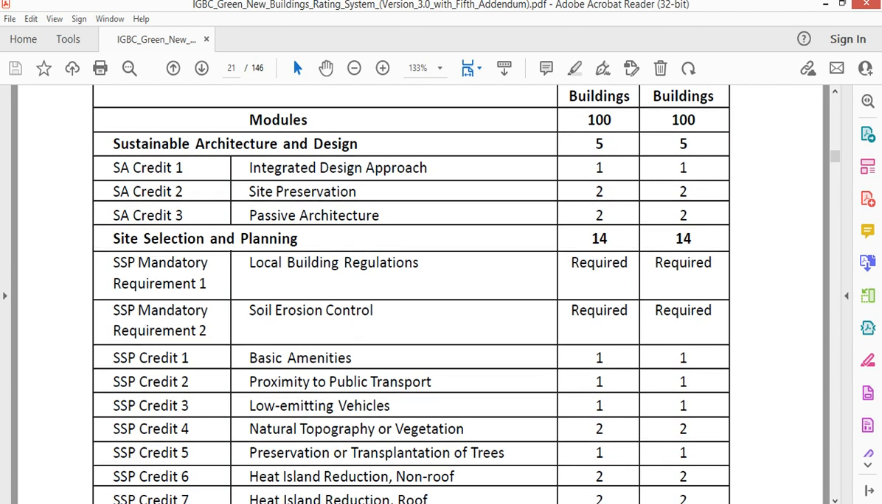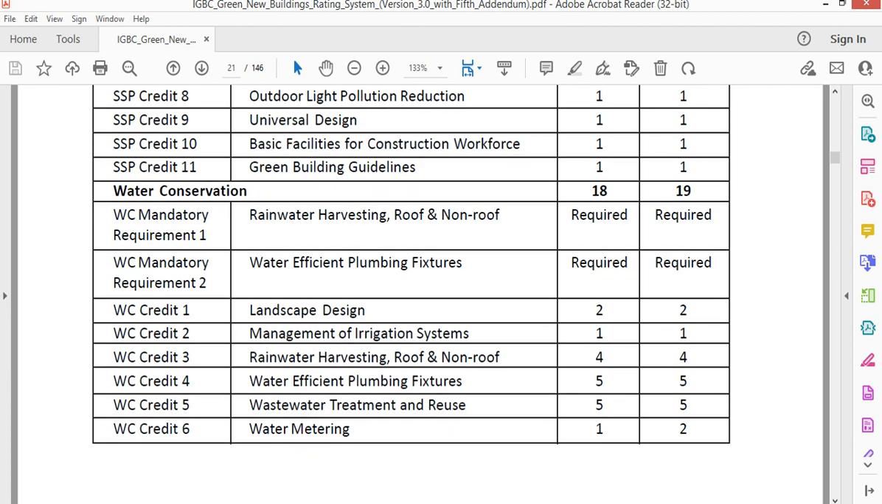One should also remember that the points for the owner-occupied buildings and the tenant-occupied buildings would vary. For example, in the case of water conservation, the owner-occupied buildings would be allotted 18 points, and the tenant-occupied buildings would be allotted 19 points. That is because of WC Credit 6, which is about water metering, and this says that owner-occupied buildings would be given 1 point, and tenant-occupied buildings would be given 2 points.